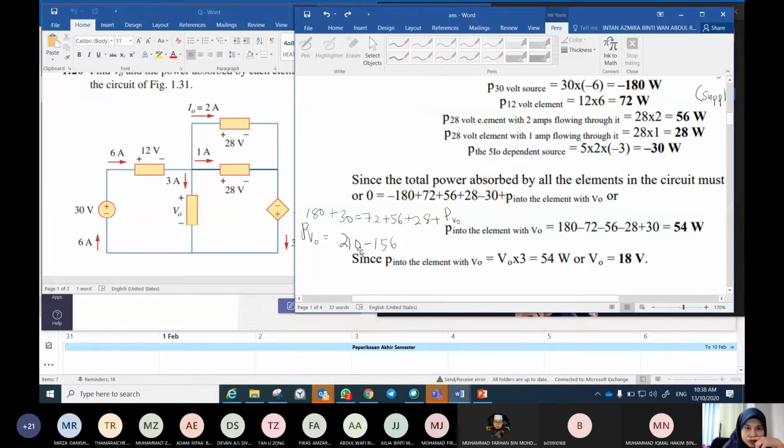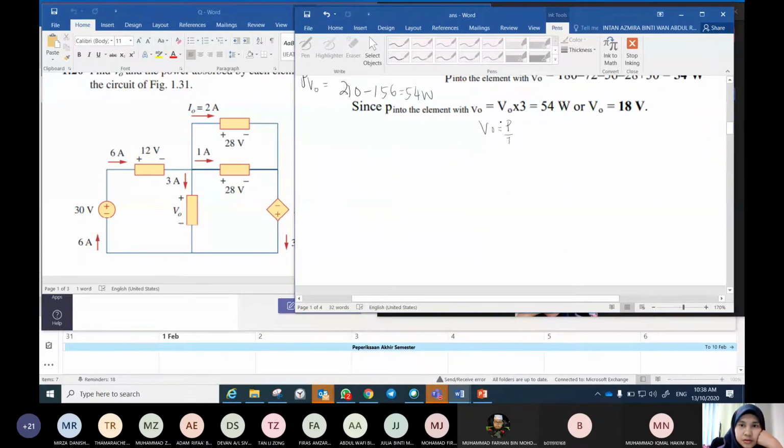So power of V naught is equal to 54. This is the supplying power. The supplying power must equal the absorbing power. So you will get 54. Then V naught is equal to P divided by I, so 54 divided by 3, and you will get 18 volts.